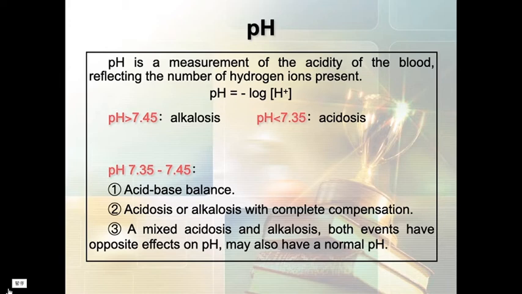And the third situation is a mixed acidosis or alkalosis. Both events have opposite effects on pH, and may also have a normal pH. For example, metabolic acidosis with a respiratory alkalosis. They're affecting the pH level in opposite directions, so we will have a neutral pH level. But the real situation is both acidosis and alkalosis exist in this patient's body.